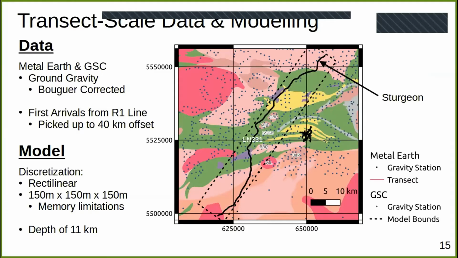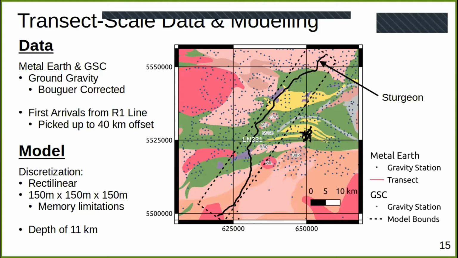So this is the area of the transect, and I've got two sets of results essentially. The first, I've divided into what I've called the transect scale. Afterwards, I'll show you the regional scale where I bring in that legacy data set. But first, we'll talk about the area closer to the Metal Earth line. The data involved in this is all Metal Earth data and GSC gravity stations.